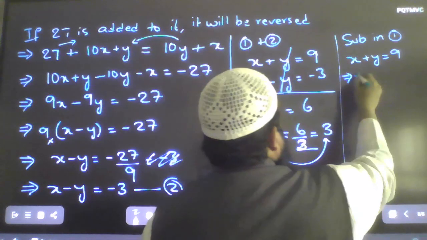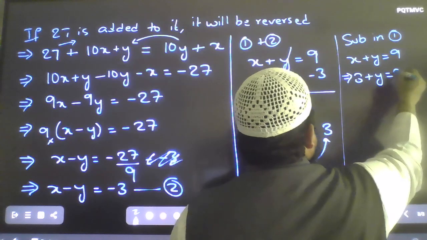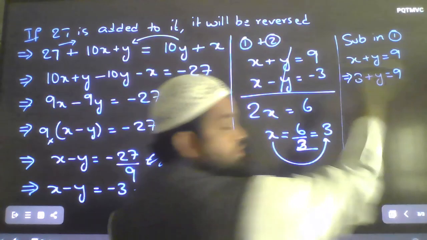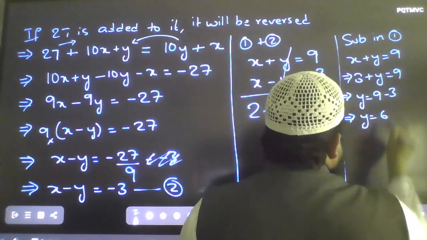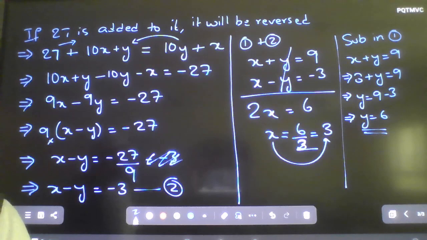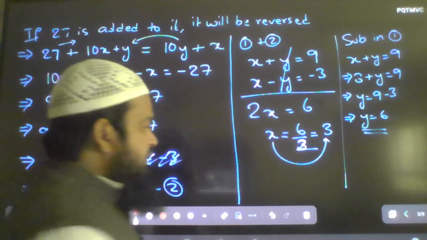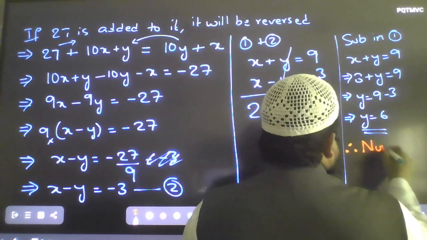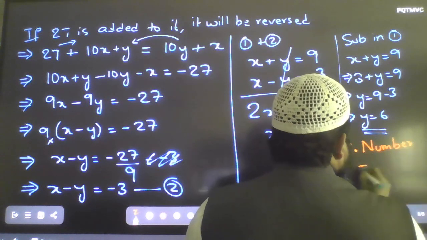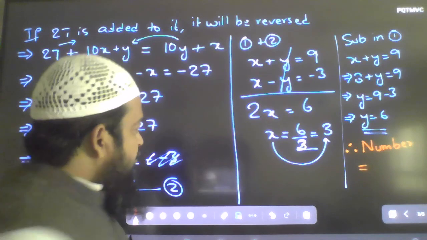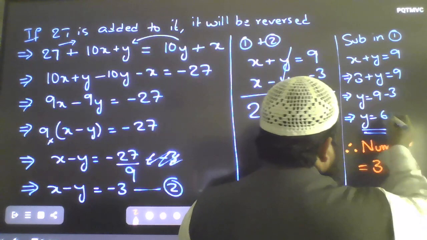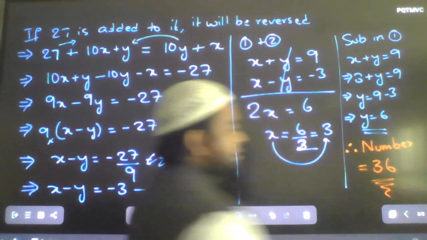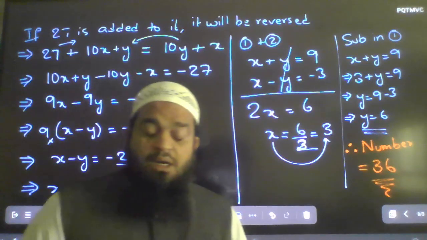Substitute in place of x, 3 plus y is equal to 9. When I transpose 3 to the other side, what happens? So y is equal to 9 minus 3, which is 6. So I got x is equal to 3 and y is equal to 6. Therefore the number is, in the tens place you have x. So that means it will be 3 and 6. It will be 36. Understood, my dear students?